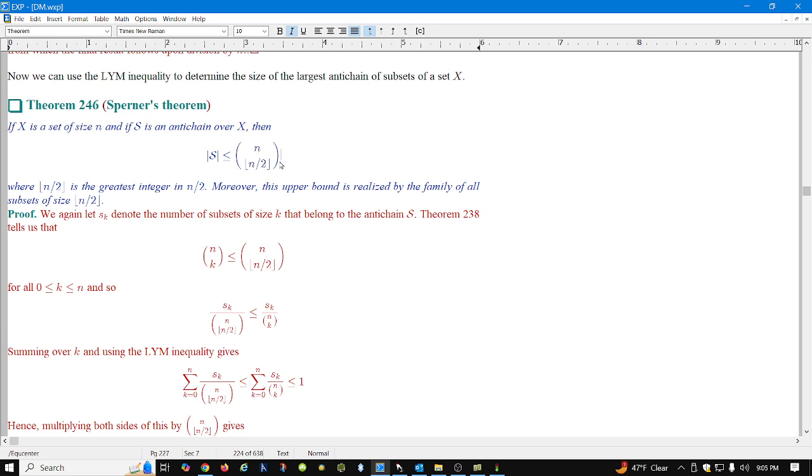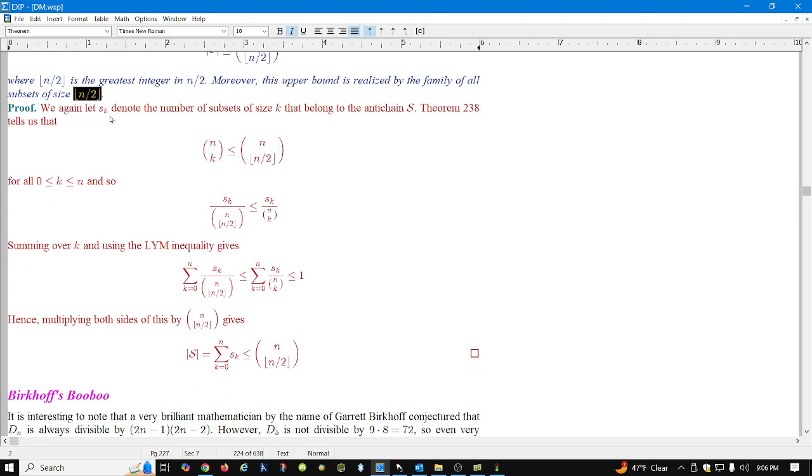This upper bound is actually realized by taking the family of all subsets of X of size floor of n over 2. As long as all the sets in the family have the same size, that family is an antichain. That's what we've been talking about. So how do we use the LYM inequality to prove this?